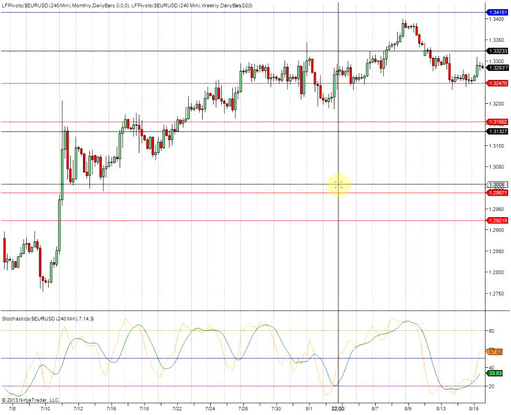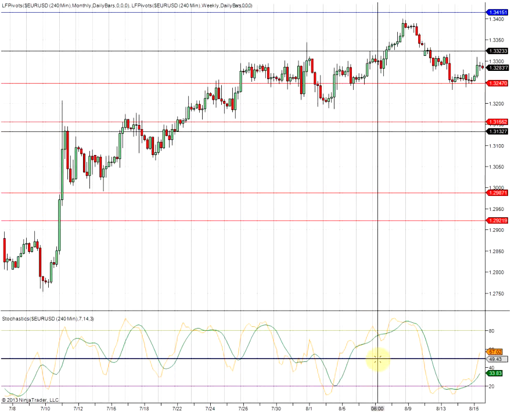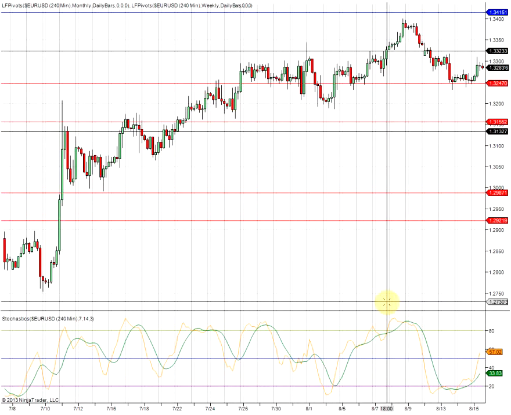So that's my chart set up. That is all I need. I've added one horizontal line to my stochastic at the 50 point. This will become clear in a minute.